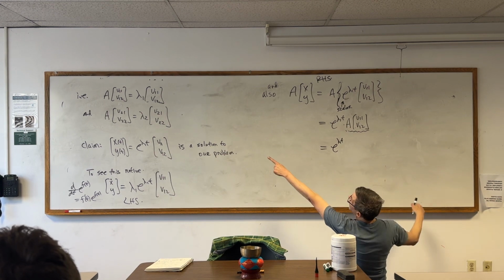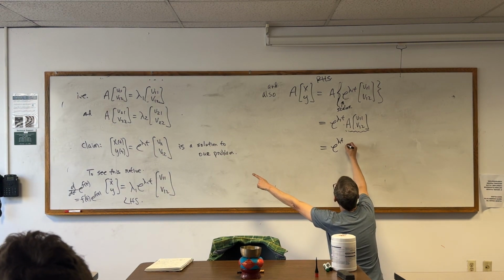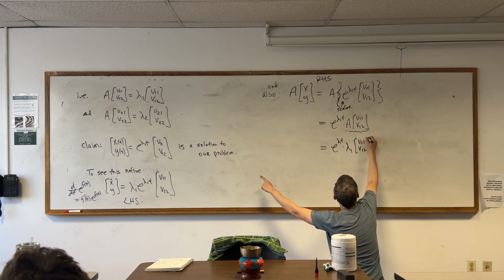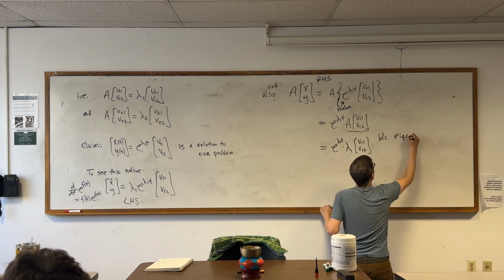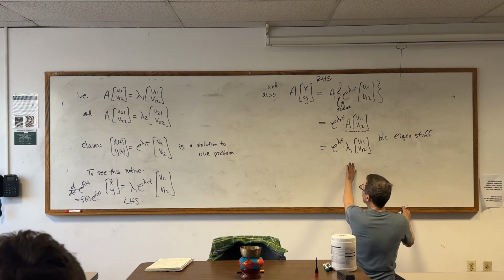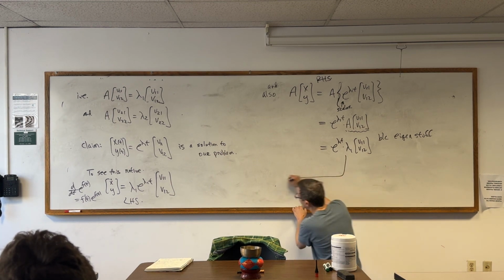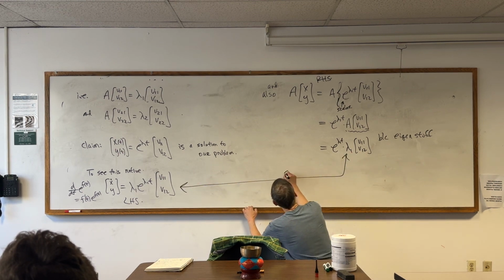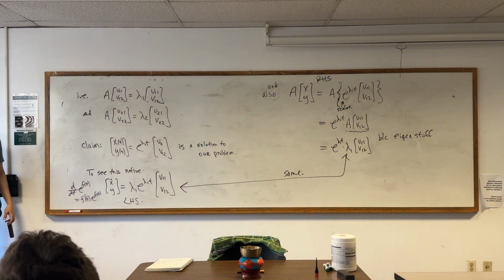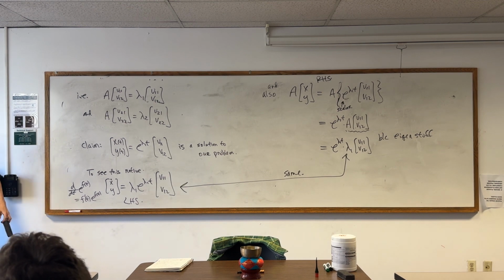This thing here is the thing Lou was pointing at, up in the upper left. This is just lambda 1 times that vector, because eigen stuff. Because of that, look, this is the same as this. And that means we have a solution. That's just one of them. I have another eigenvalue and another eigenvector, and I get a second solution from that.